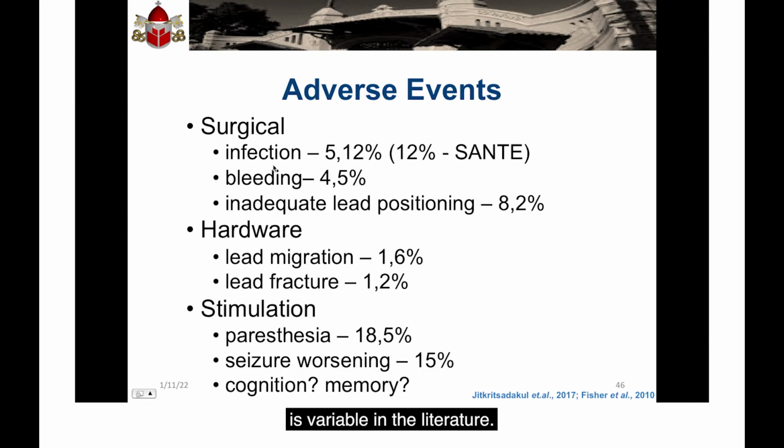It was 12% in the SANTE series. The bleeding is 4.5%, and this may be avoided by careful planning, paying attention to the vascular structures that are nearby our targets, and inadequate lead positioning. Also avoided by careful planning. The ones related to hardware malfunction are lead migration and lead fracture.